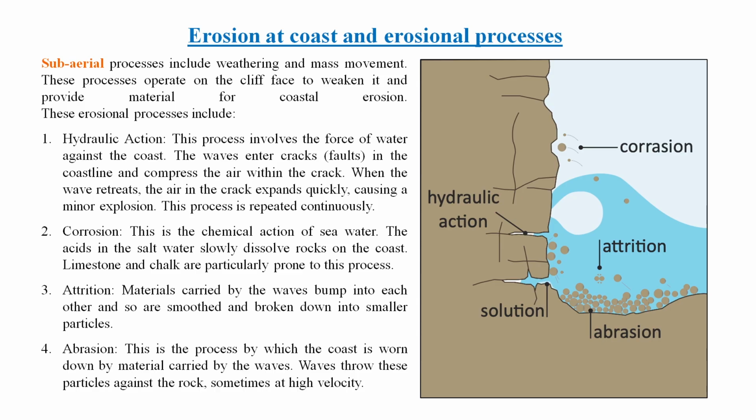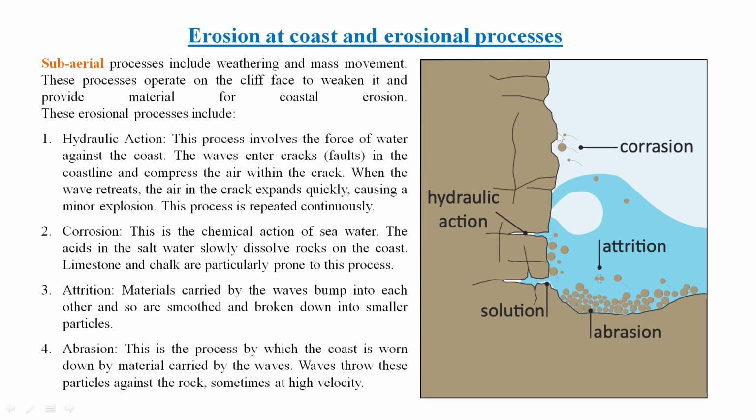So then you have the process of attrition, where materials carried by the waves bump into each other and so are smoothened and broken down into smaller particles. So the process of attrition is also common in case of wind erosion or your river erosion. It is not possible in case of glacier erosion, because in case of glacier, the rock fragments or sediments are kind of trapped in its own space.